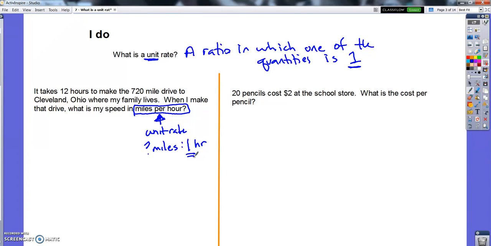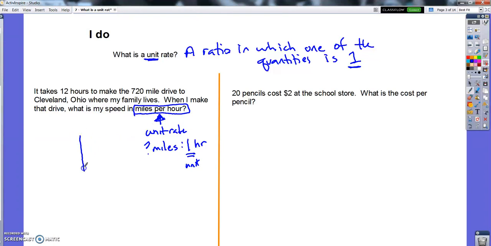That's how your speed is measured. If you're going 60 miles an hour, that means you drive 60 miles in 1 hour. If you're driving 35 miles an hour, that means you drive 35 miles in 1 hour. So a speed is a very common unit rate, because we're looking for how many miles per 1 hour.